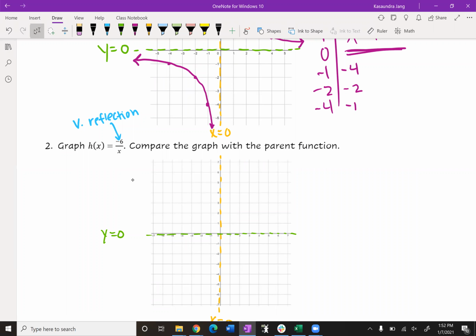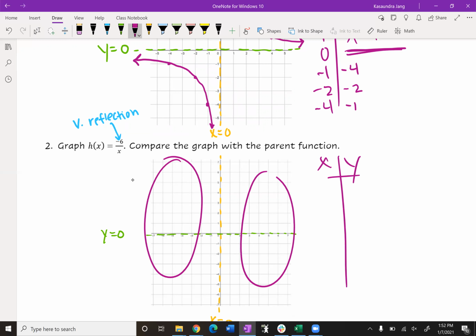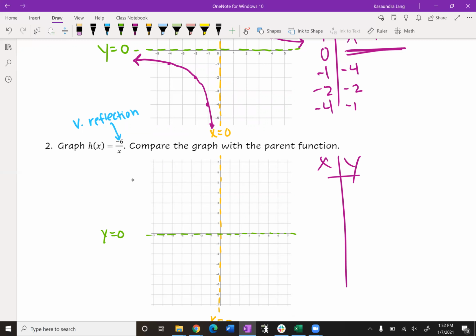All right, so let's get some specific points again. Let's choose some numbers on the right side, like some positives, and then some stuff on the left, so like some negatives. And I'm going to do like I did before. Remember how I strategically tried to choose numbers that would turn out nice and pretty? So what can I do 6 divided by that gives me a nice pretty whole number? 2? 6 and a 2.